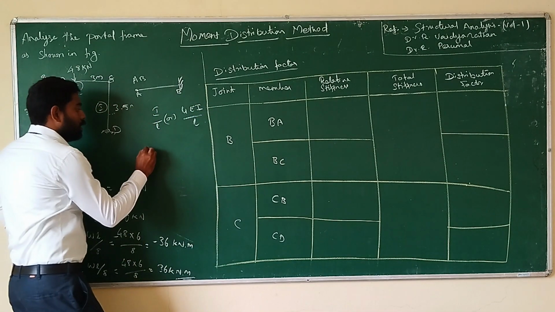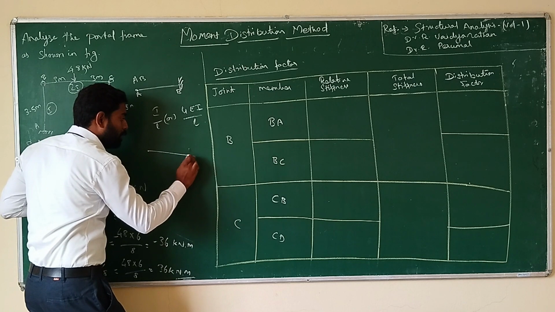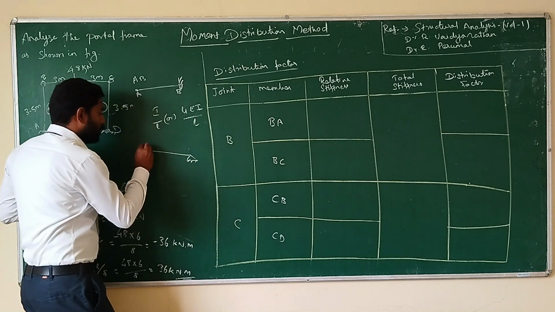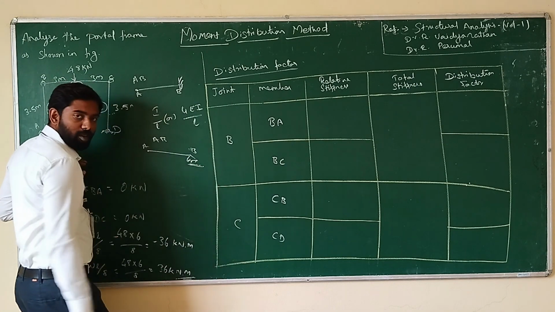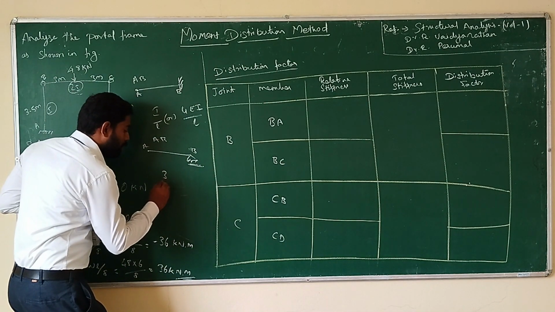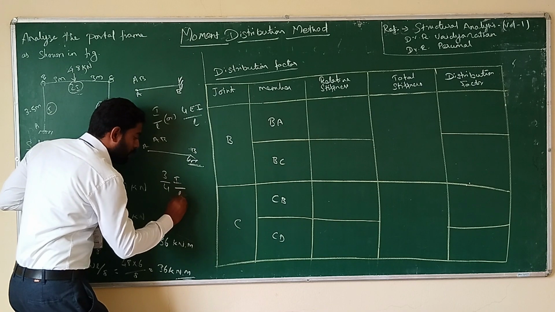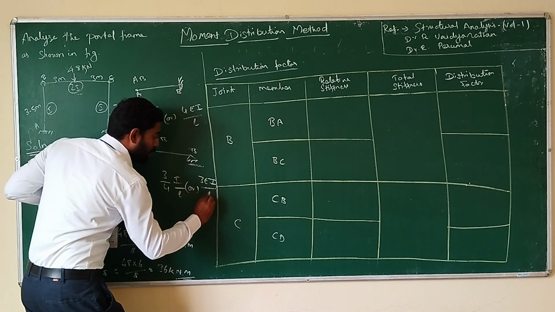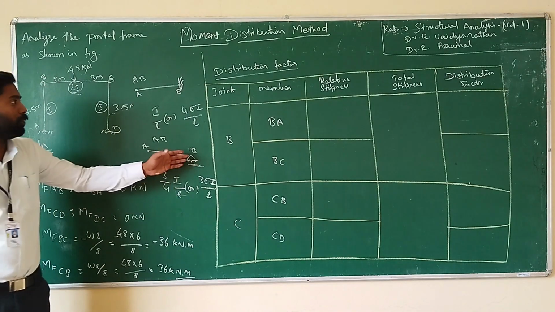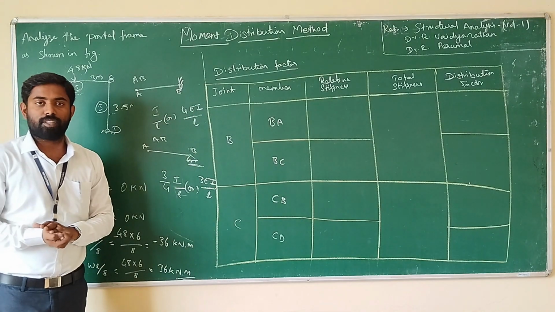And in the same way, in case the far end is a hinged condition, so in form of an AB, to calculate the AB, this far end will be a hinged. So the formula will be 3/4 into I by L, or 3EI divided by L. So by using any one of the formulas, we are going to calculate the relative stiffness values.